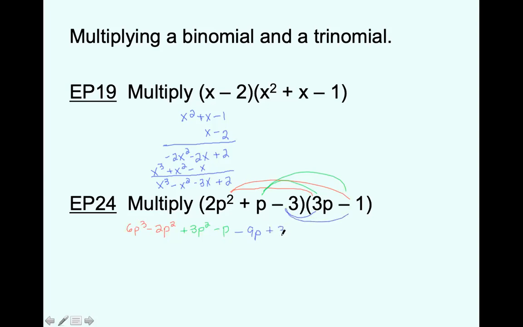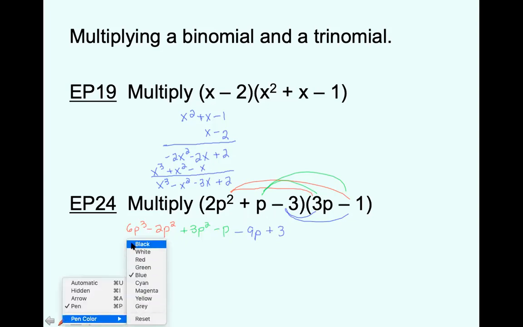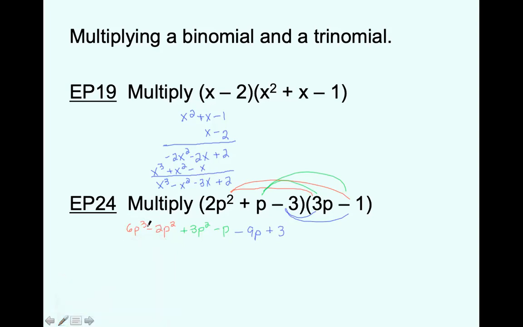So notice you're not done here, right? On this one, after we did the multiplying, we just added and our like terms were already aligned. But this time I'm going to have to make sure that I combine all my like terms. All right, so I look around here. I've got a 6p cubed. Are there any more cube terms? Nope, I bring it down. All right, now I'm going to look to the squared. -2p squared plus 3p squared would be a +p squared. All right, then I have p minus 9p. That would be -10p. And then I have my +3, right?